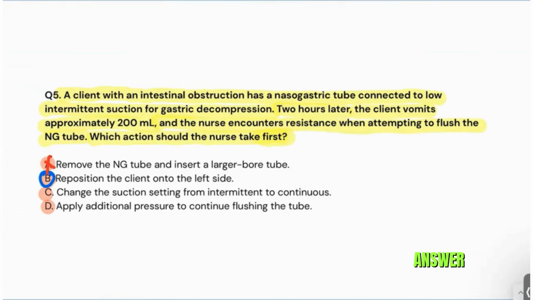Letter A is not the correct answer because replacement is not the first intervention. Letter C is also not the correct answer because continuous suction can injure gastric mucosa, while letter D is also not correct because we never force irrigation against resistance. Our next question.